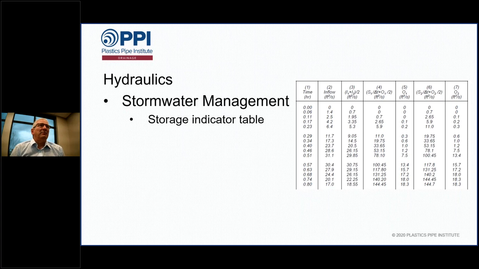And from that, you can calculate your O2 because all the other parameters in column 6 are known now. So it's just a matter of isolating O2. And from that, you get your outflow. That's your outflow volume coming from the pond at any given time. And that's how you develop your outflow hydrograph.